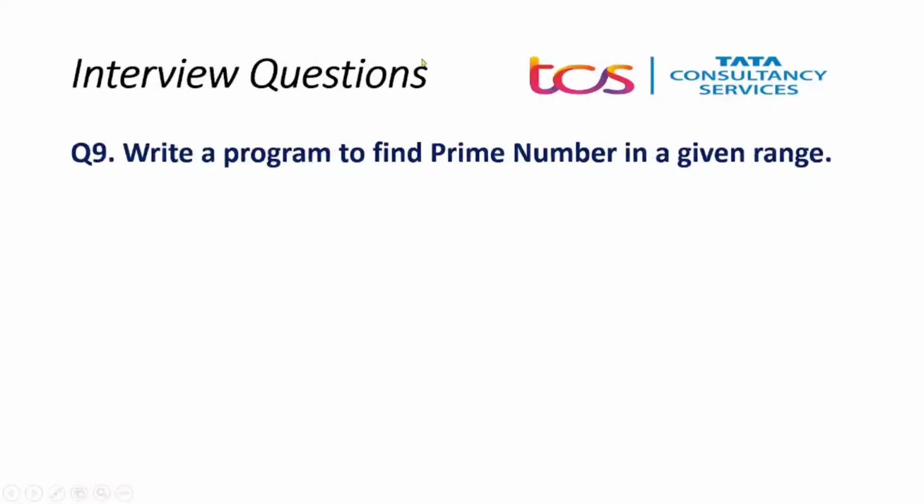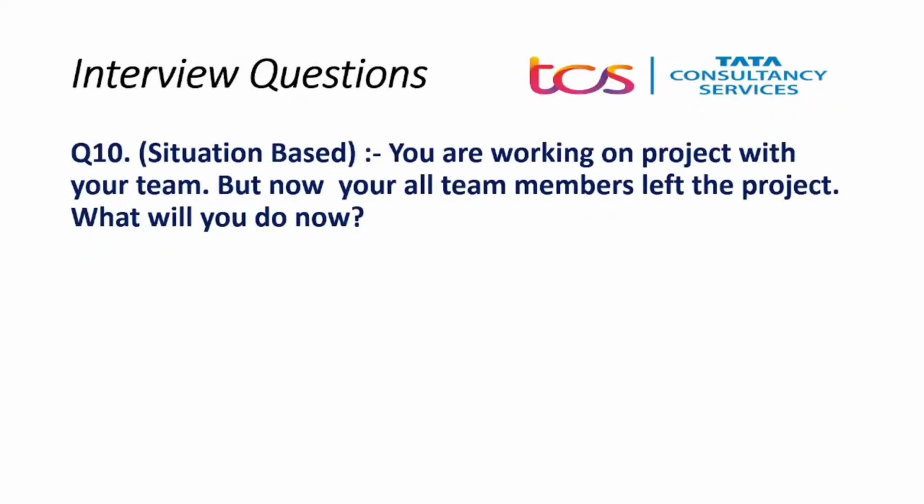Now move on to the next question. Write a program to find prime numbers in a given range. As with the last question, you simply write the algorithm of this programming code and explain it. You can also prefer Google for the answer. The answer to this question depends on the person.